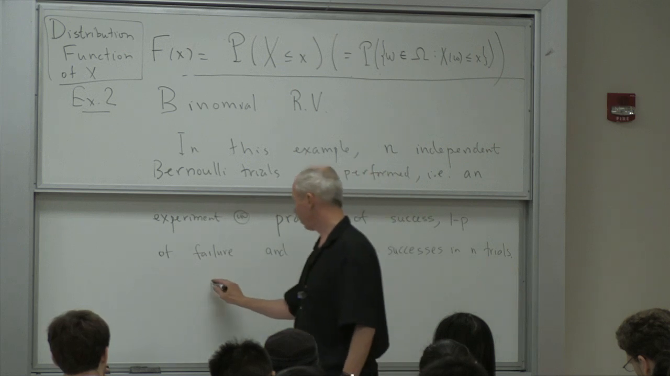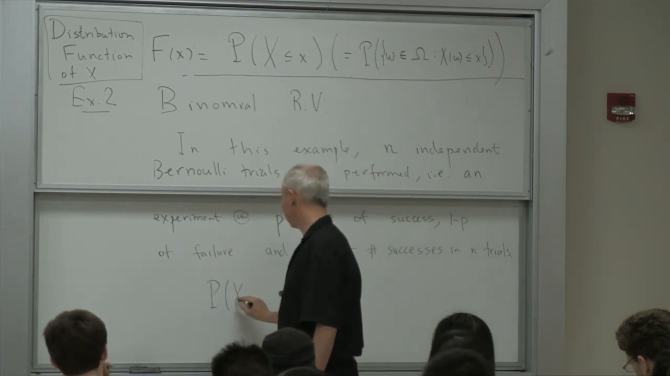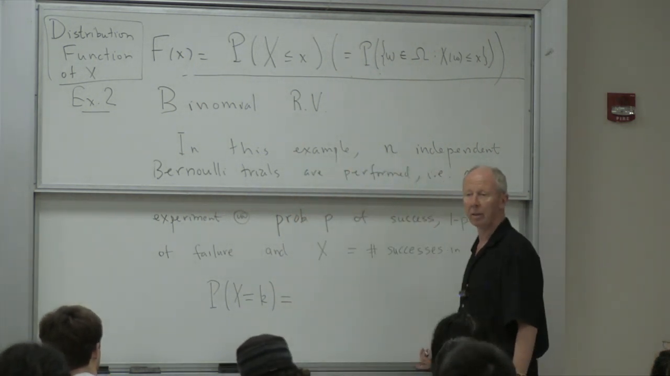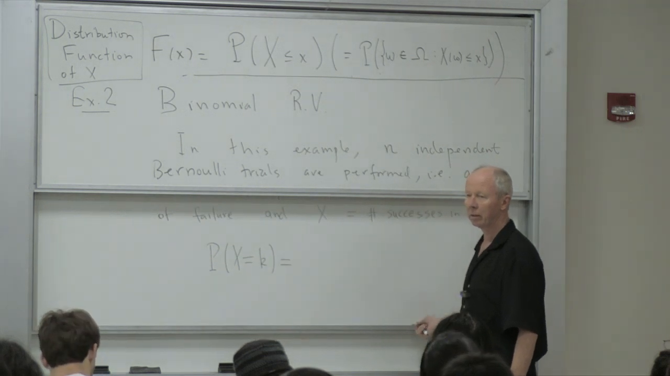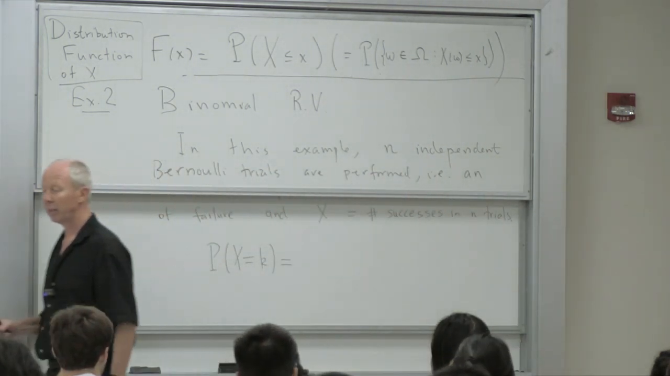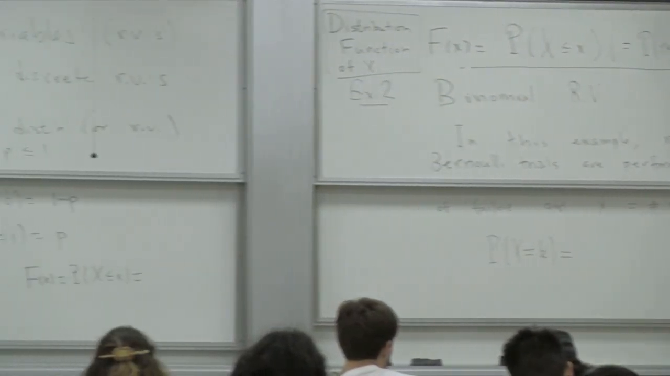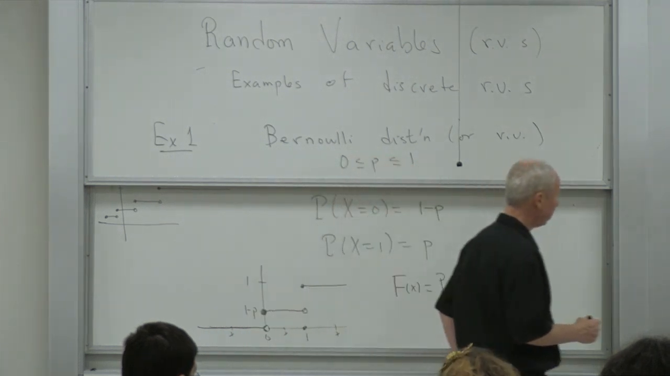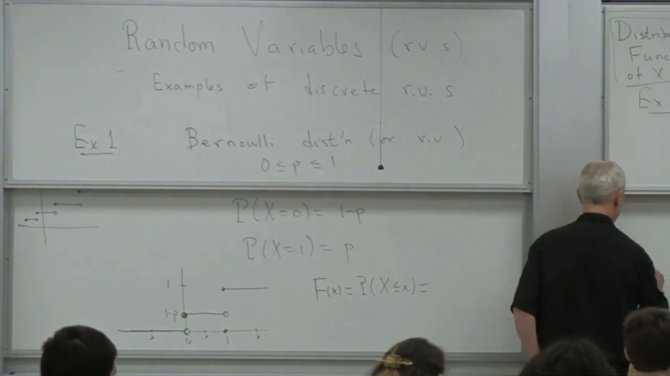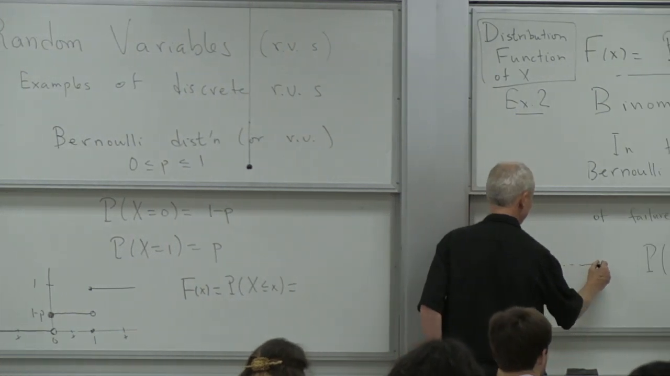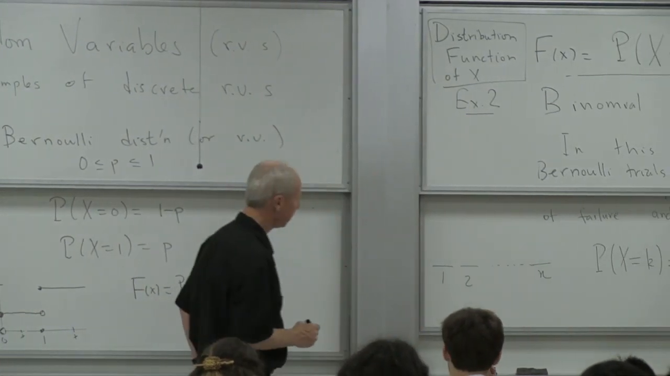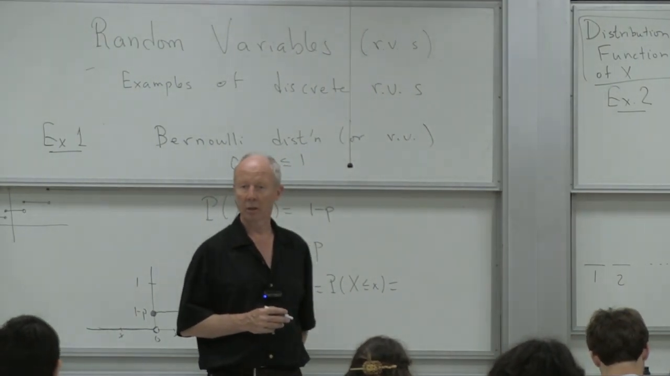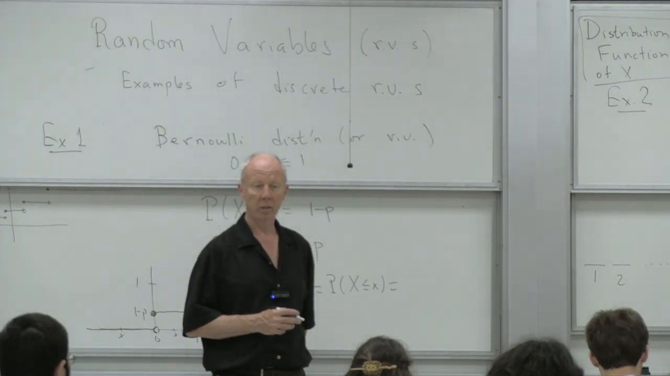What's the probability that X is equal to k, where k is an integer between 0 and n? What's the probability of k successes if you perform an experiment independently n times, and the probability of success each time is p? Well, think of having n spaces here, and we have to fill those spaces with S's and F's. How many S's? k. How many F's? n minus k.